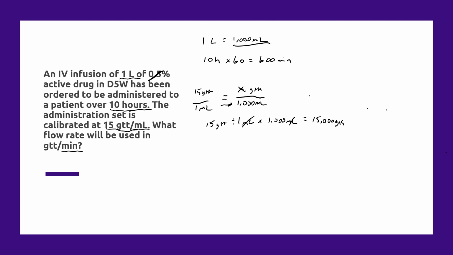And now we need to know what the flow rate is in drops per minute. We can set up another quick proportion for this. So we want to know how many drops per 1 minute when our known total amount that we're giving is 15,000 drops in 600 minutes. And again, you'll take that same cross multiplication approach. So 15,000 divided by 600 multiplied by 1 minute, and the answer is going to be 25 drops per minute.